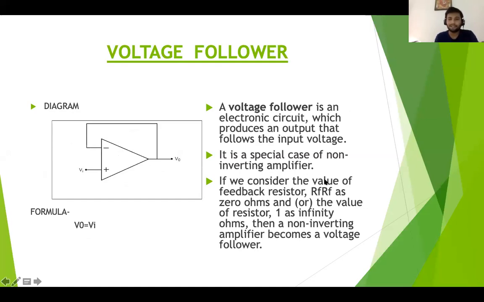If we consider the value of the feedback resistor RF as 0 ohm, or the value of the resistor R1 as infinite ohm, then a non-inverting amplifier becomes a voltage follower. This is the condition of when the amplifier will behave as a voltage follower. Output equation is simple. V naught is equal to Vi, that is, output voltage is equal to the input voltage, because it follows what has been given to it.